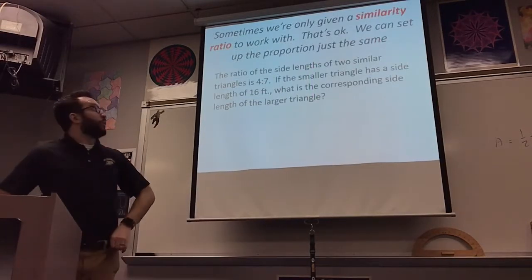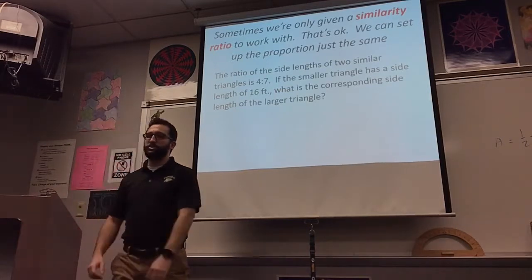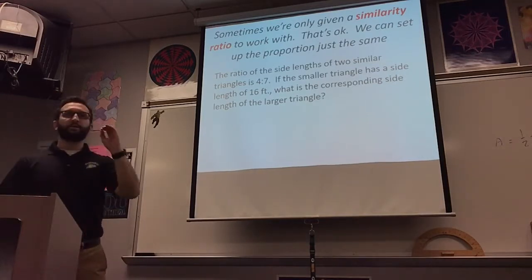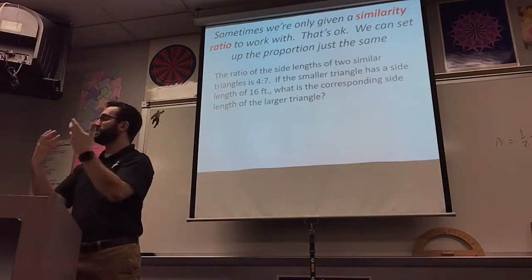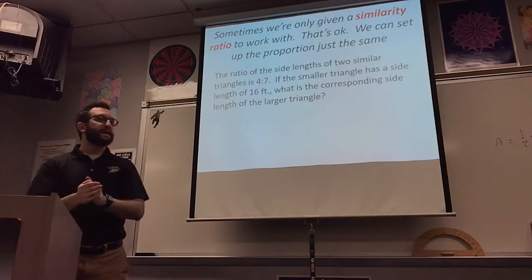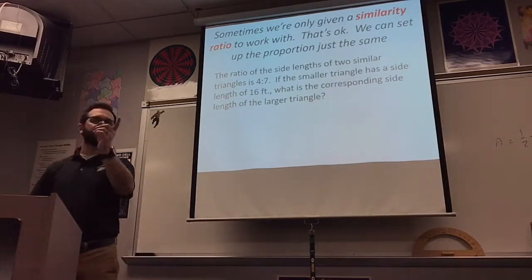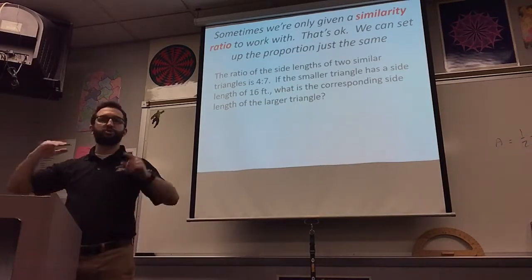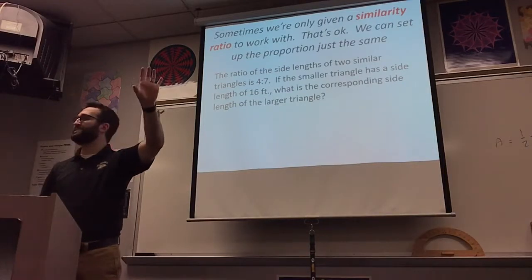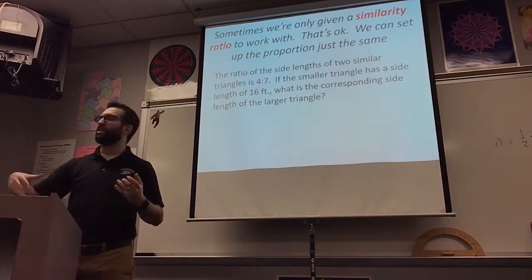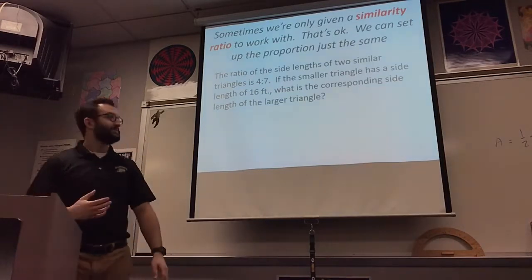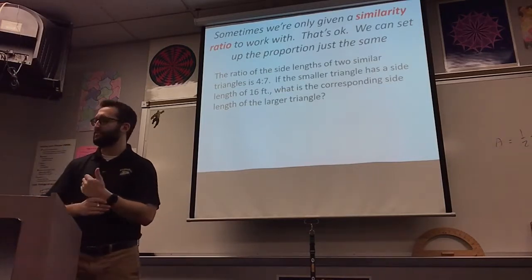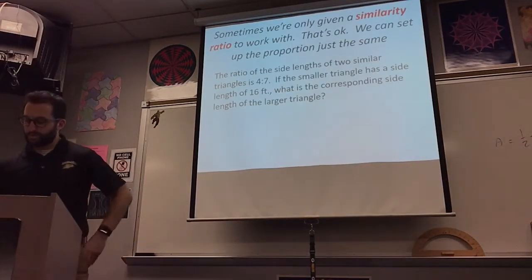Last thing, sometimes we're only given a similarity ratio to work with. That's kind of what we found on the first problem that we did today, a ratio. A similarity ratio is just a comparison. It's telling you what the comparison is. So if I say, oh, that person is half the size of that person, that's telling me that the smaller person is 1 to 2, meaning that the bigger person is twice the size of the smaller person. Probably talking about like 3-year-olds and 12-year-olds, right? That's okay. We still, yeah, we hope. We just set up the proportion the exact same way. The only difference is we set it up with the ratio.